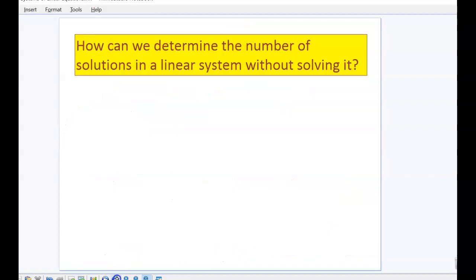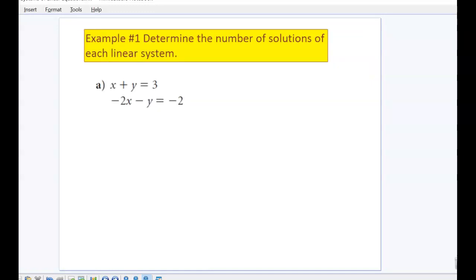Now, how can we determine the number of solutions in a linear system without solving the system? Well, we're going to use the information we just generated on the previous page. So let's determine the number of solutions of this system. What we're going to do is put each line in the form y equals mx plus b. So my first line is going to be y equals negative x plus 3. So my slope is negative 1, and my y-intercept is 3.